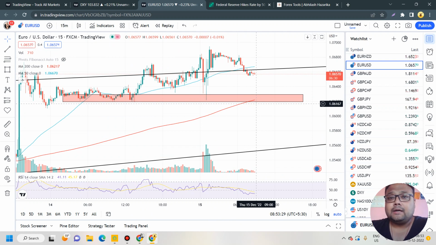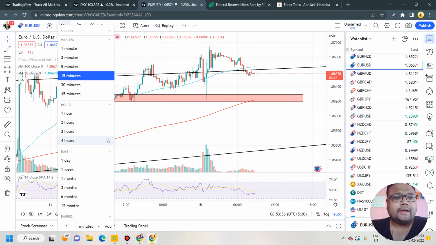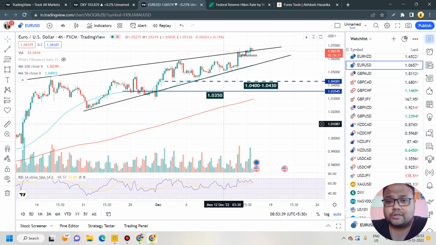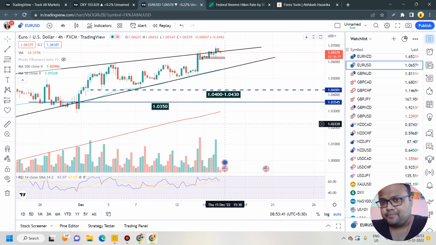In case the selling pressure increases during the day, then obviously you should avoid. Then just wait for the news to come up so that we can understand in which direction Euro USD really wants to move. Whatever you do, follow proper risk management. Things are not very clear.